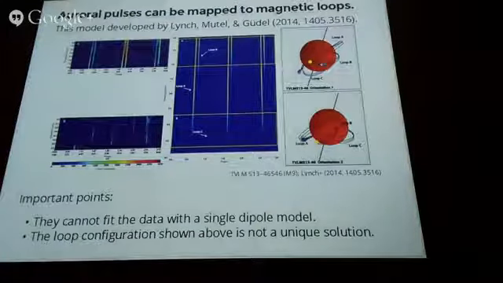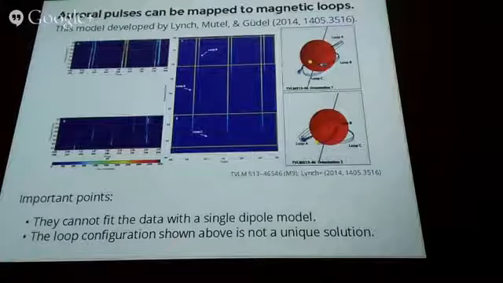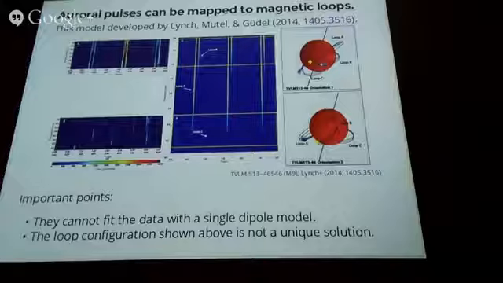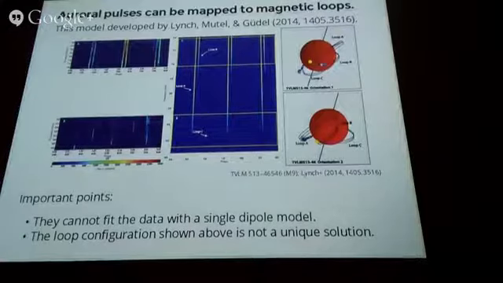Given that it's not a unique solution, and this is not a super detailed model, that's not a sure thing. But they certainly tried to use a single dipole. They couldn't manage it.